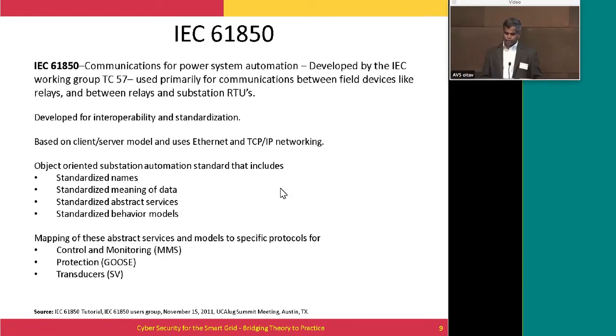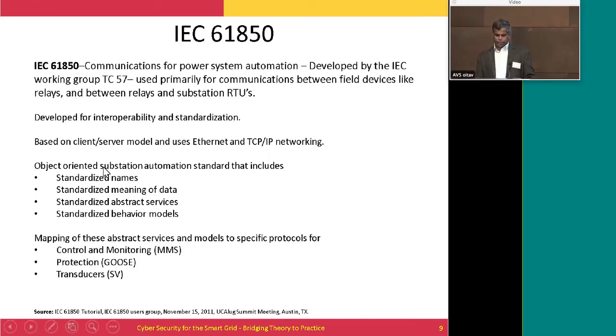The IEC 61850 is a communication protocol for power system automation. It was developed by IEC Working Group TC57. This is the primary communication between field devices like relays, and between relays and substation RTUs. It's very common. It was developed for interoperability and standardization. It is based on a client-server model like the previous one. It can run on top of Ethernet and TCP/IP. So they try to leverage the IT infrastructure that is already there, like Ethernet and TCP/IP. These typically run as application layer protocols on top of that.